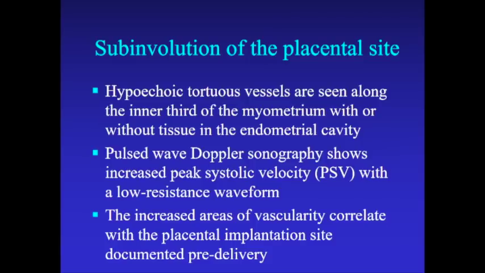And this is what a lot of people end up calling an AVM because they don't see a mass in the endometrial cavity. And yet in AVM, I'd like you to think of that as something that the patient has congenitally, all right? This is something that's normal. It's physiologic, but it's persistent. So we just need to have another term for it so that people understand that it can resolve on its own. Pulsed wave Doppler sonography can show increased peak systolic velocity with a low velocity waveform, and the increased areas of vascularity correlate with placental implantation site, documented pre-delivery.